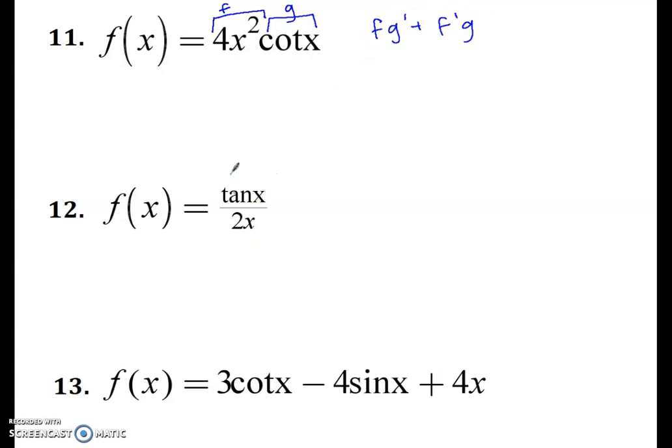Okay. This one, since I have a fraction with a trig function in it, I'm going to have to use quotient rule. So the top will be f, the bottom will be g, and then you'll just do your g times f prime minus g prime times f all over g squared. Now this last one, you're not multiplying anything, you're not dividing anything, so you can just go term by term and do the derivative of each, and that would be all.